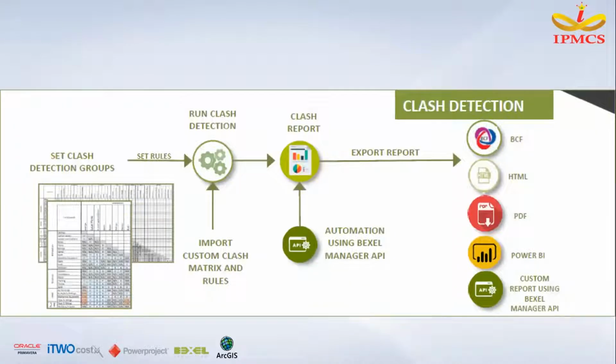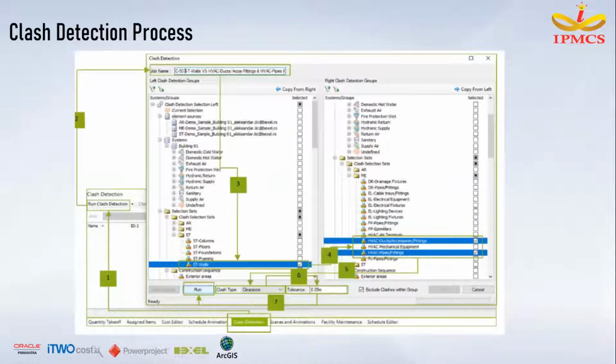So clash detection in the Bexel Manager, where we can set clash detection groups and run clash detection in the model. Then you can import a clash detection matrix, or you can export the clash reports in HTML, PDF, BCF or Power BI formats. So let's see how to do the clash detection process using selection sets, or how you can run the clash detection.